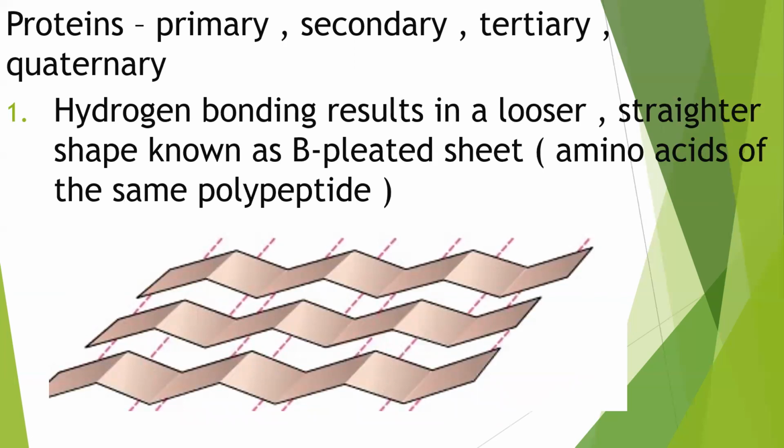So basically hydrogen bonding can also form a looser, straighter shape known as beta pleated sheet. So if you're given this type of structure in the exam paper, you'll be able to recognize them because they're a straighter, folded type shape. So this is of the same polypeptide. For example, it goes like this, and then it'll turn here and then come back like this. So the hydrogen bonding is between amino acids which run parallel to it.